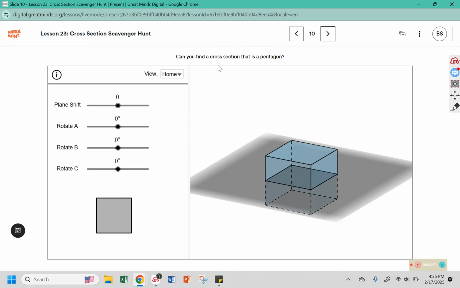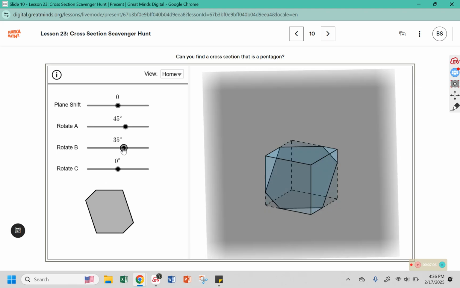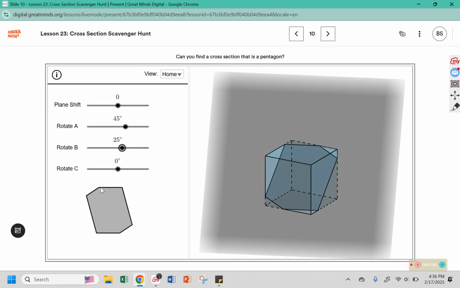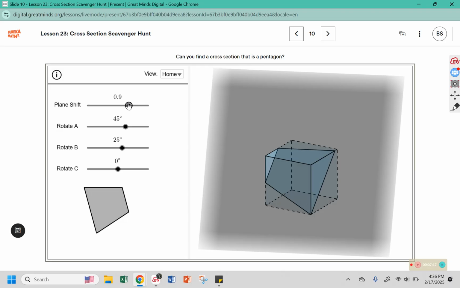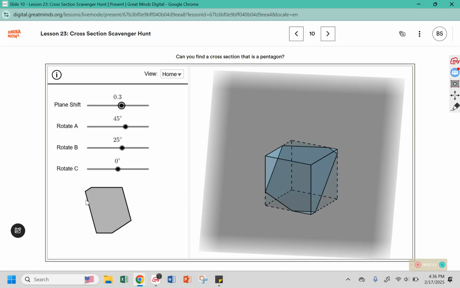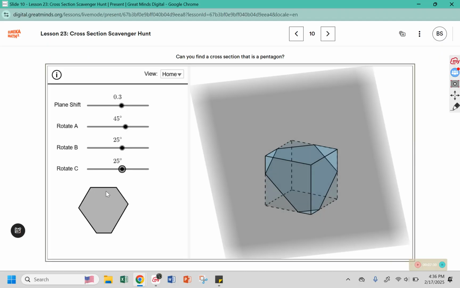Can you find a cross section that is a pentagon? So it needs 5 sides. Here I have 1, 2, 3, 4, 5, 6. Let's see if I scoot it out towards the edge. Again, I have 1, 2, 3, 4, 5, 6. So if I angle it, I'm able to create a pentagon.